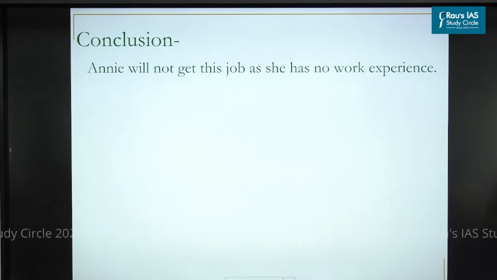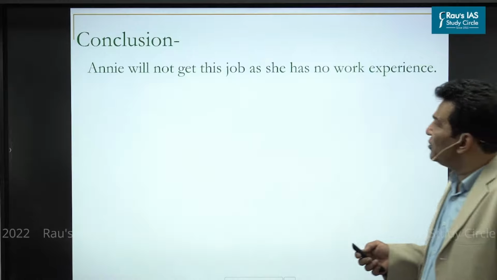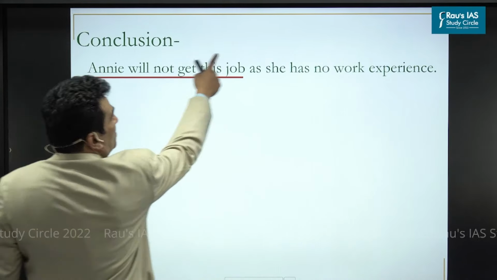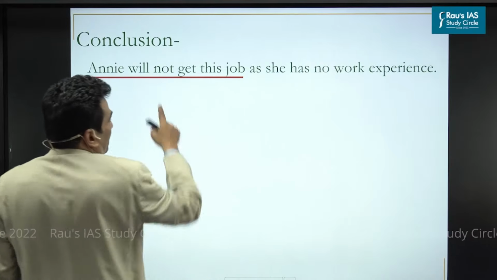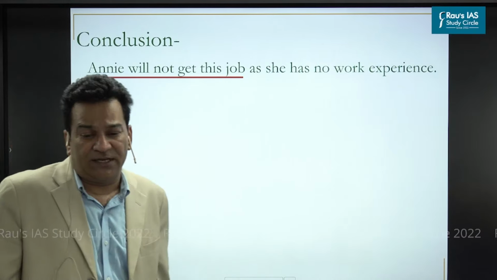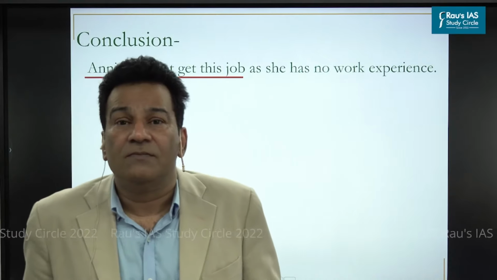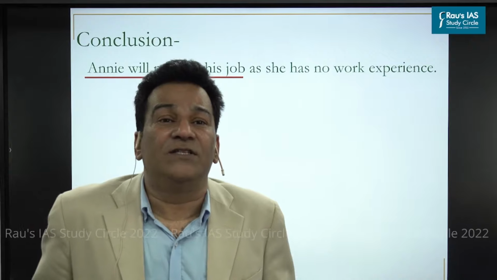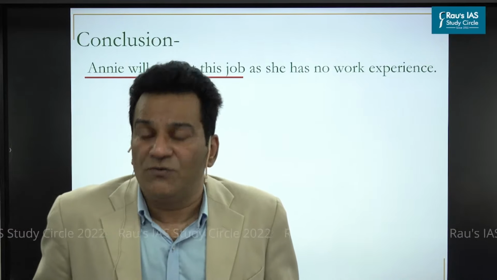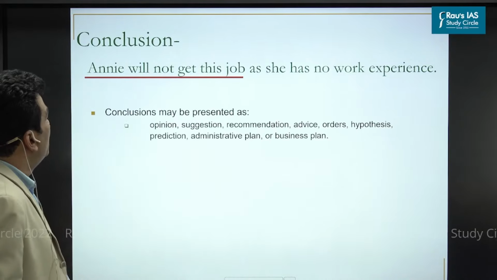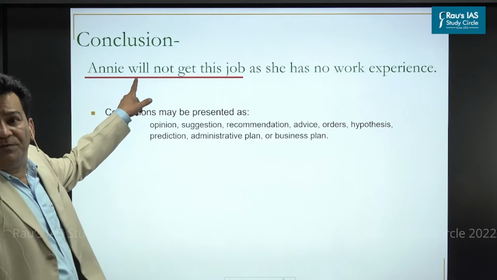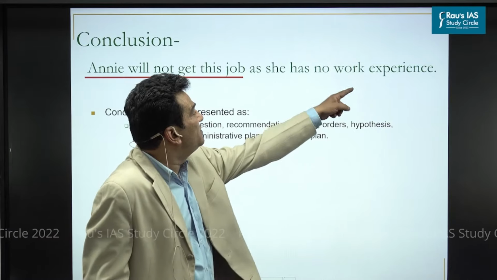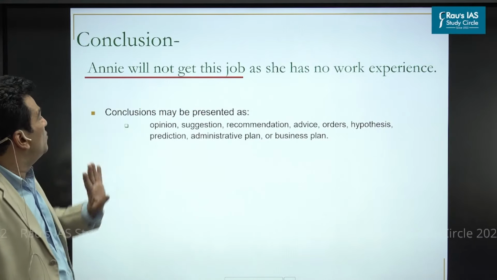If this is my argument, my question to you is: is this part supporting this one, or is this part supporting this one? Is the first part supporting the second one? Is the second one supporting the first one? In this argument, will a conclusion require support, or will a reason require support? Conclusion would require support, which means this part has to be the conclusion and this part has to be the reason. This is the reason which is being given to prove this particular conclusion.